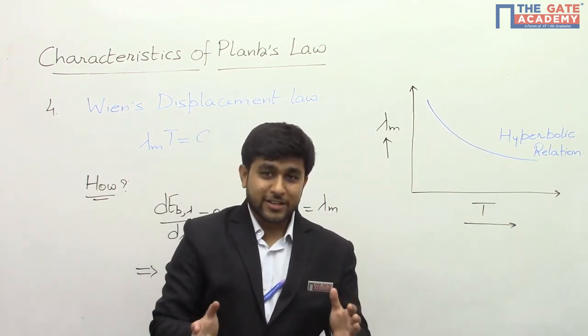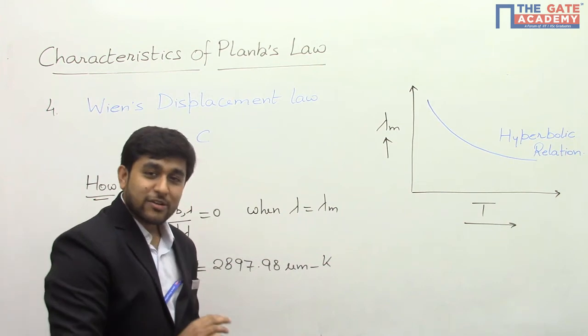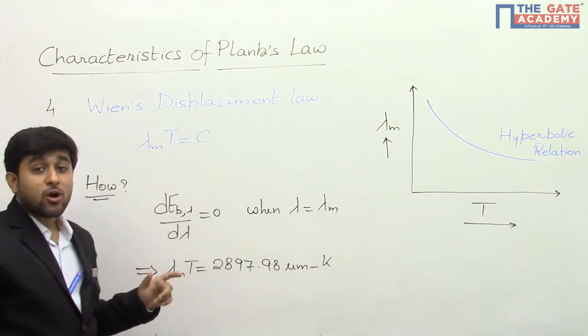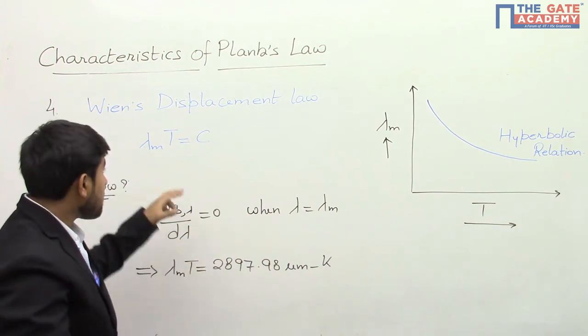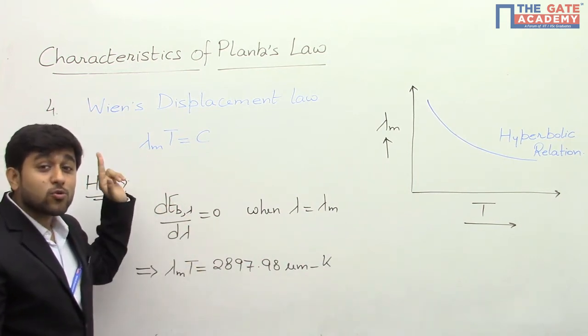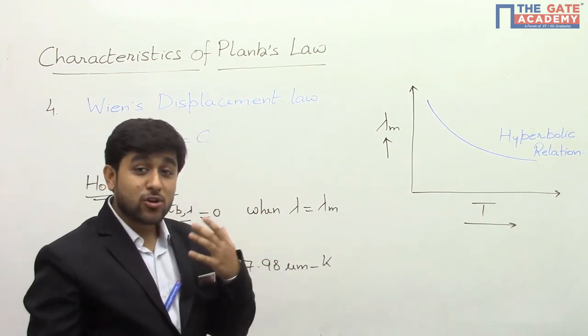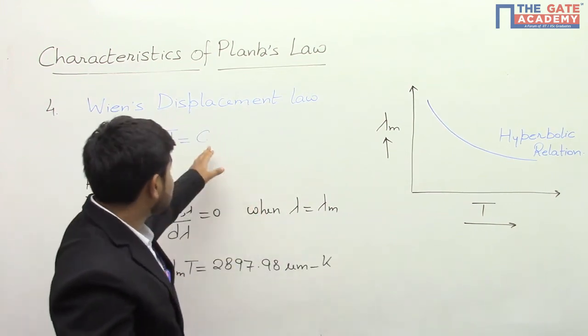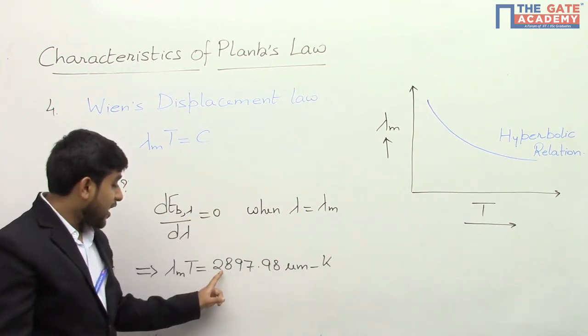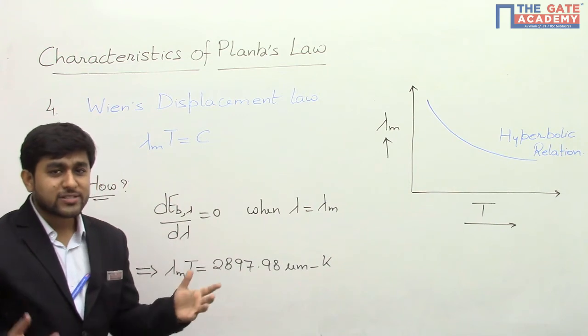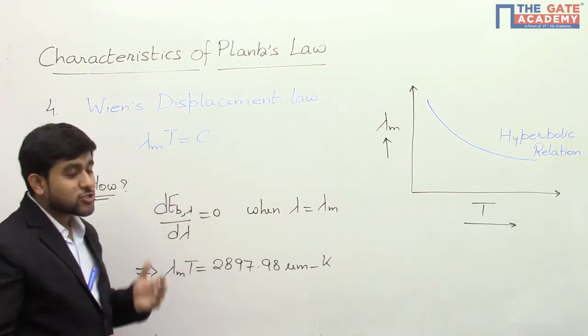The fourth, that is the last feature of this law, is Wien's displacement law. What this law means is that the product of lambda m and T is constant. What is lambda m? The wavelength corresponding to maximum monochromatic power. What is T? T is the temperature of the surface in Kelvin. And what is this C? C is a constant and its value is equal to 2897.98 micrometer Kelvin. Let us see how this relationship is derived.